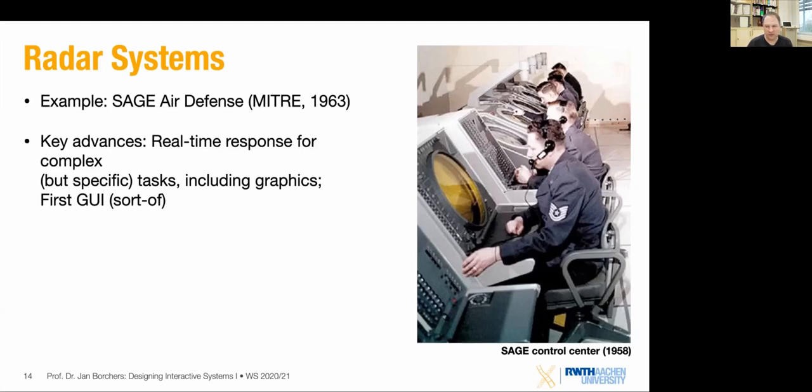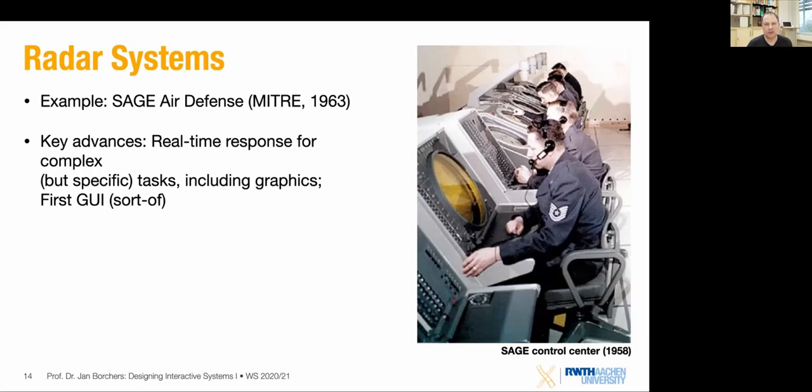SAGE stood for semi-automatic ground environment. Basically, it took all the radars around the country, connected them via phone lines. That data went to a big computer, and that big computer then was hooked up to many of these CRTs that you can see here in this picture in the control center, and then the operator could actually see the data that was being collected. So we could call this maybe a graphical user interface, sort of.